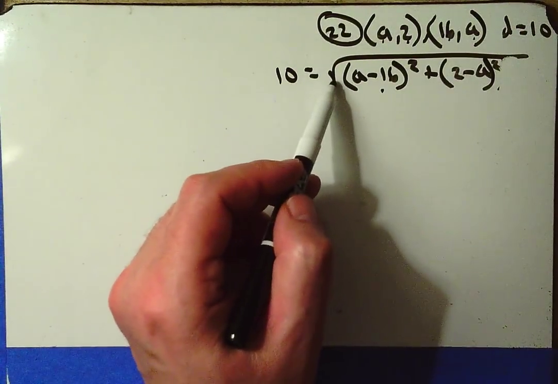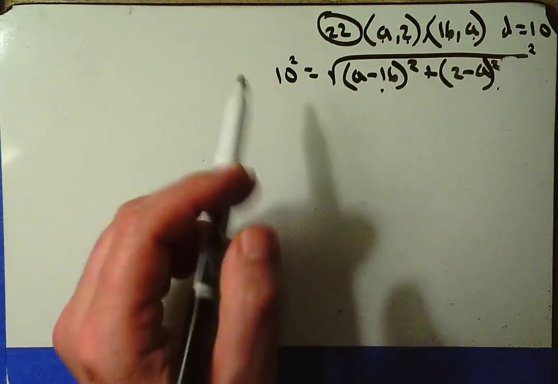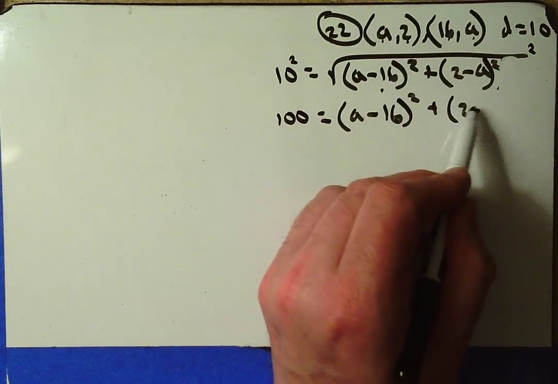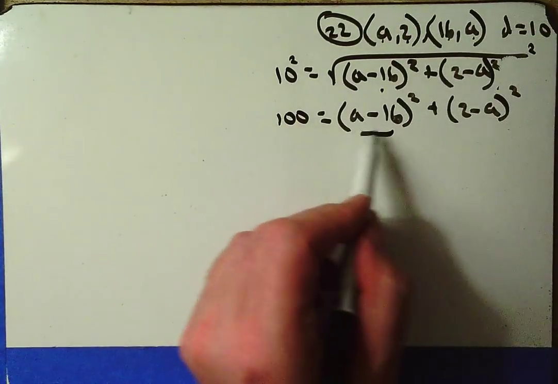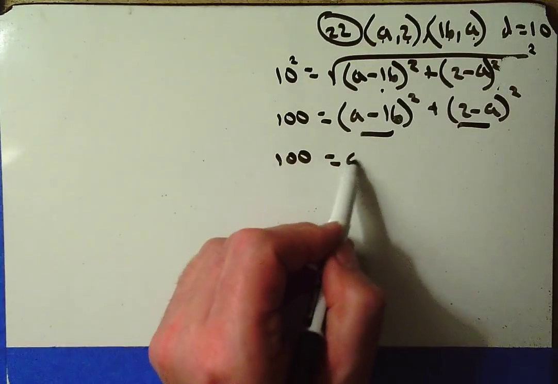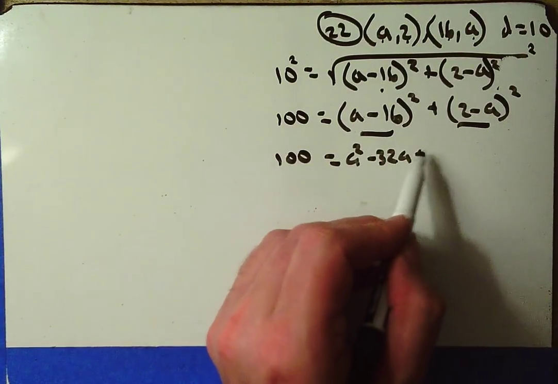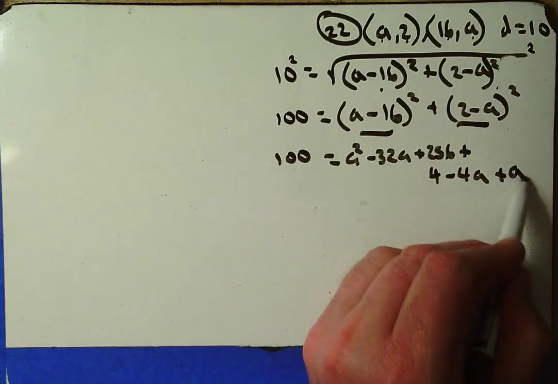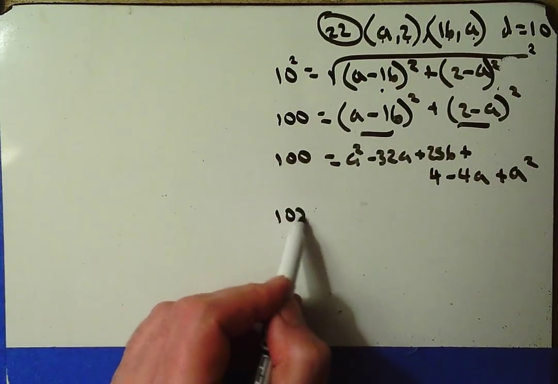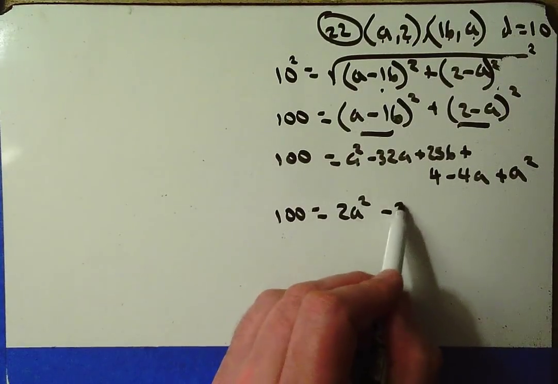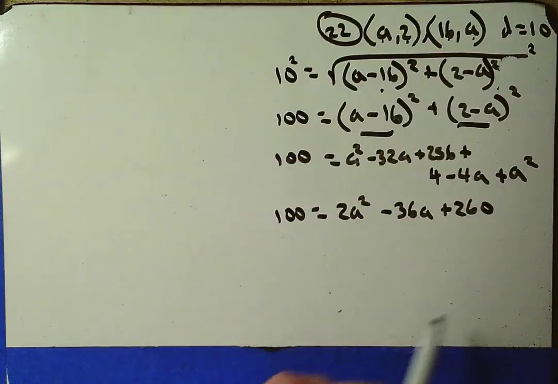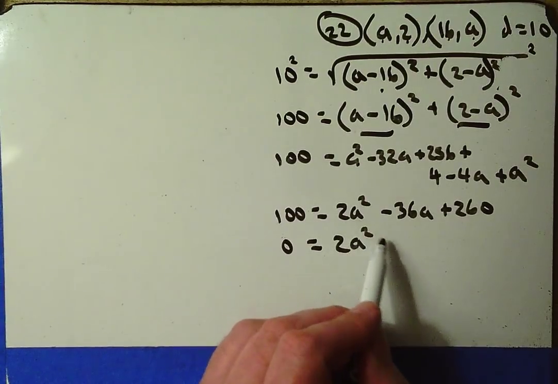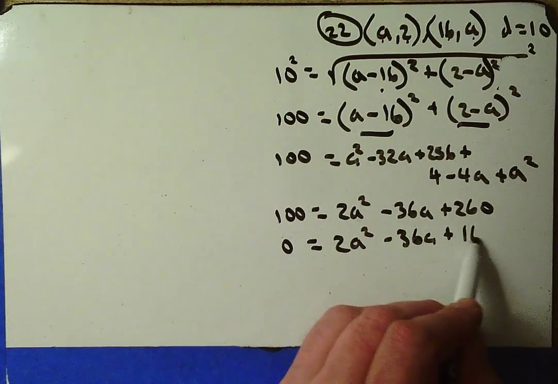I'm going to get rid of the square root by squaring both sides. And so I'll have 100 equals (a minus 16) squared plus (2 minus a) squared. Now I've got some foiling to do. 100 equals a squared minus 32a plus 256, plus here we'll have 4 minus 4a plus a squared. When I combine like terms, I get 100 equals 2a squared minus 36a plus 260. And I'm going to subtract 100 from both sides: 2a squared minus 36a plus 160.